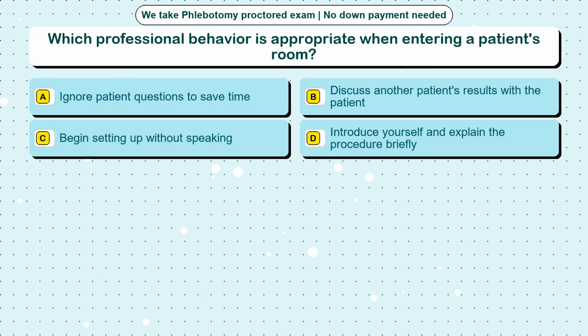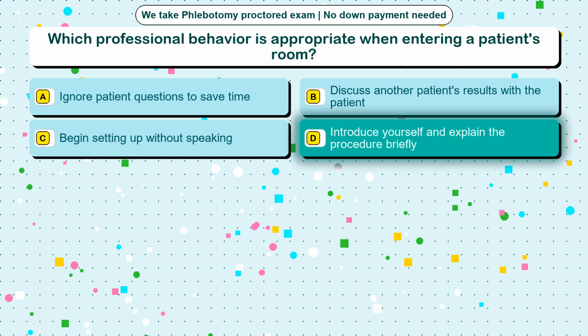Question 59. Which professional behavior is appropriate when entering a patient's room? Option A. Ignore patient questions to save time. Option B. Discuss another patient's results with the patient. Option C. Begin setting up without speaking. Option D. Introduce yourself and explain the procedure briefly.